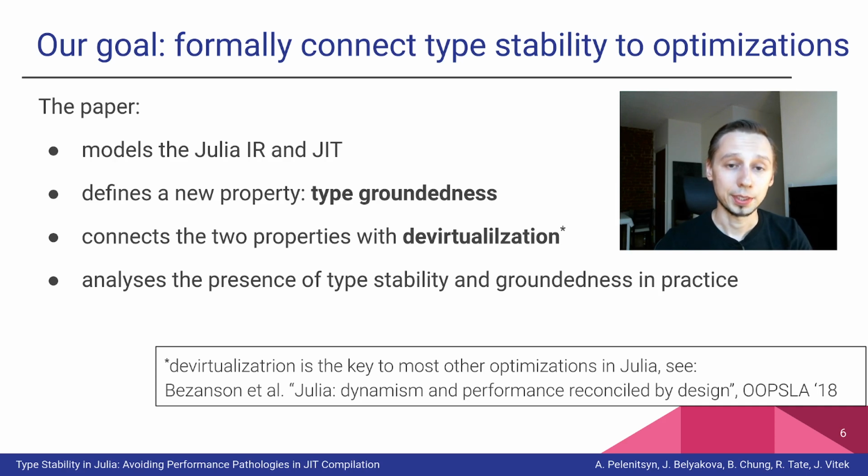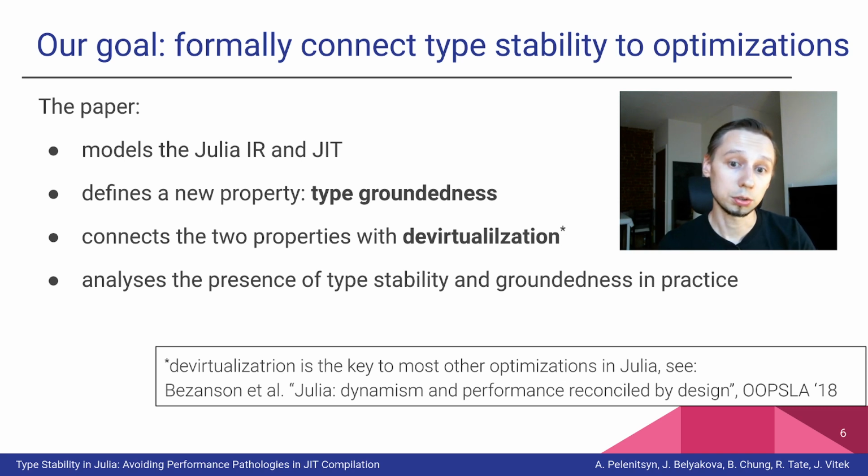In summary, our goal was to connect type stability to optimizations. To that end, we model Julia's IR and its JIT. Again, IR not the surface syntax. We come up with a missing piece in Julia vocabulary and introduce type groundedness, which just as stability speaks about abstract and concrete types, but is stronger. It is groundedness that programmers should strive for to get the best performance.